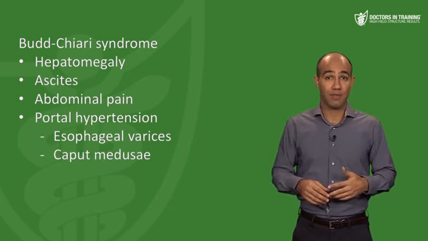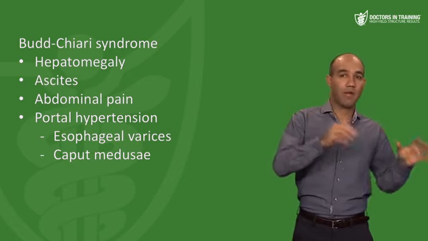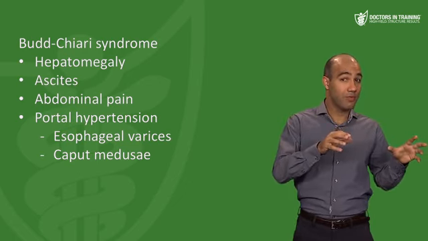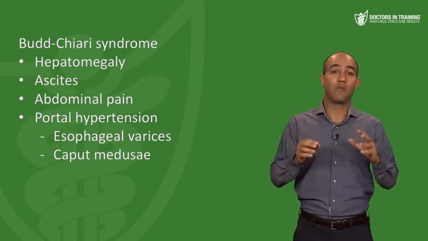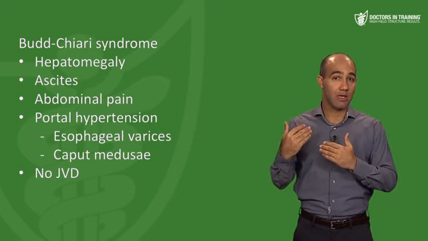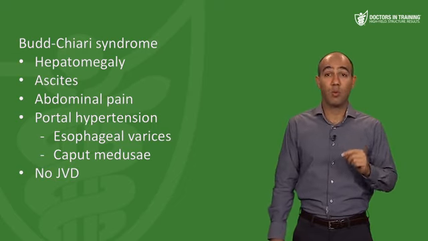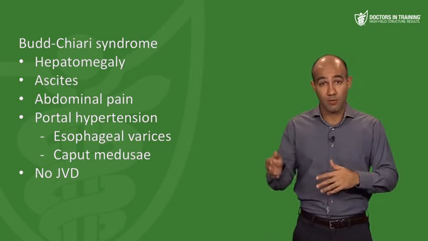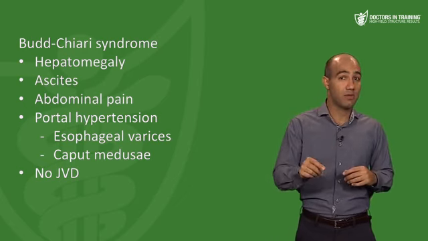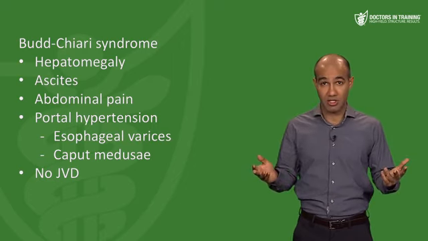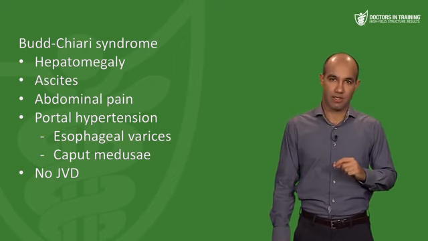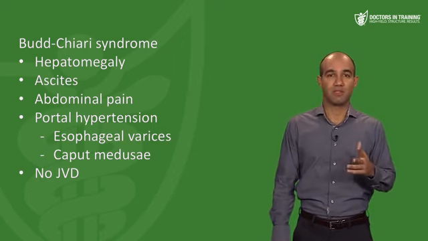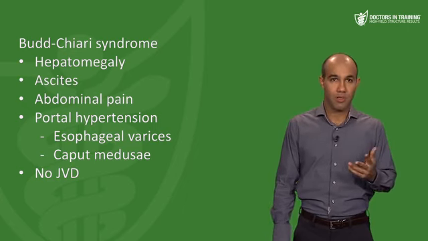internal hemorrhoids. We can differentiate between hepatomegaly due to right heart failure versus due to Budd-Chiari by looking for jugular venous distension. If you have congestion of the liver with jugular venous distension, then that's because of right-sided heart failure. But if you have congestion of the liver with no jugular venous distension, then it's probably not because of right-sided heart failure, but something else like Budd-Chiari syndrome.